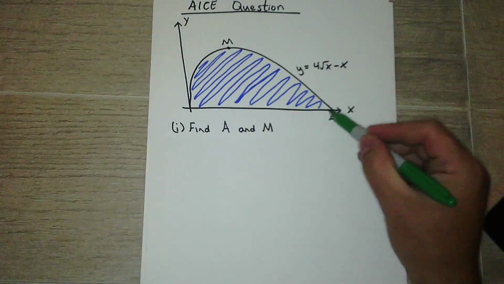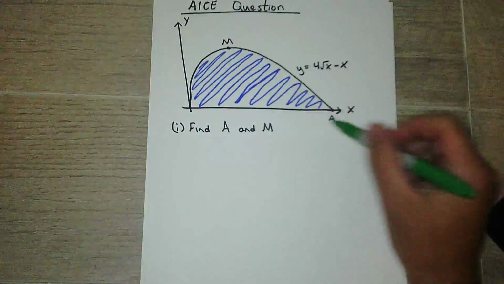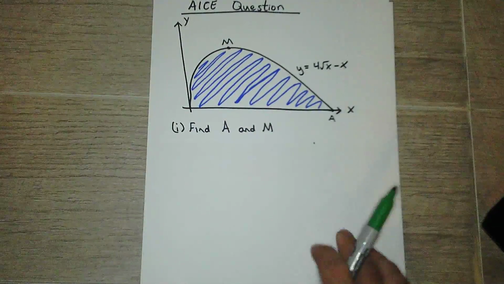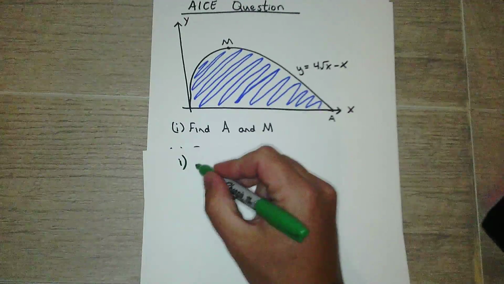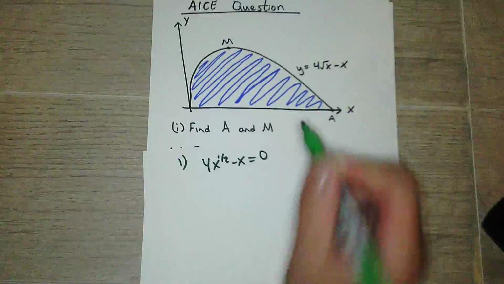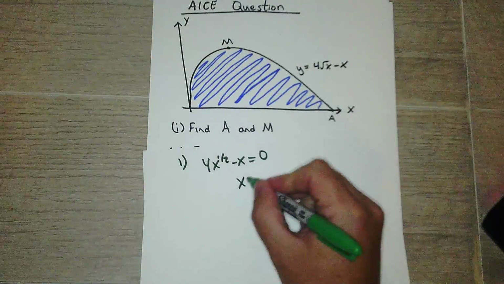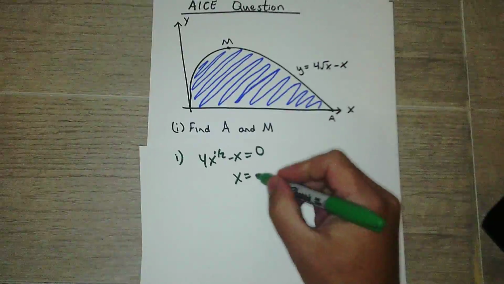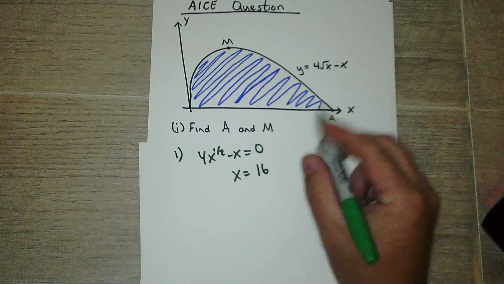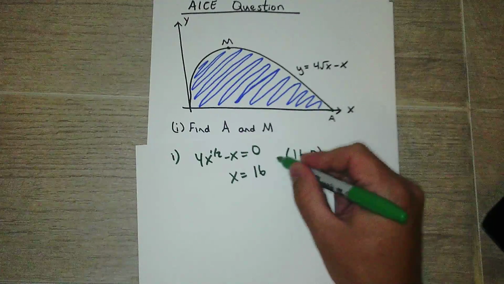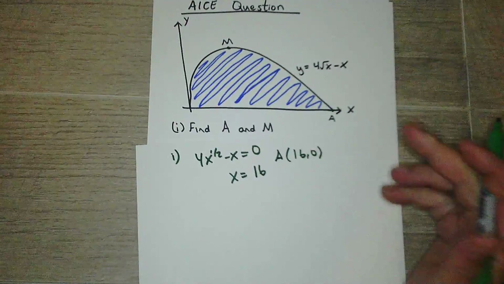A is just a point. We know that the y value here is 0. It's a point on the curve, so we can use this and set it equal to 0 to find A. Okay, solve for x. So add the x over, divide by 4, do all that correctly, and you'll get a value of 16. We know the y value there is 0, so the coordinates for A is 16, 0.